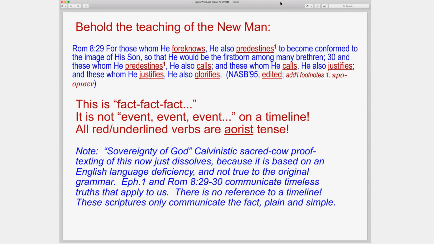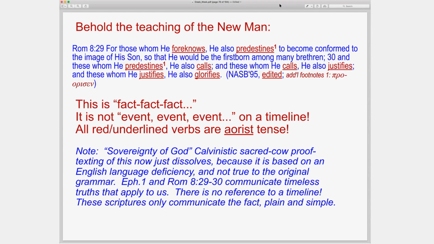Same thing with Romans 8:29, a typical Calvinist truth text. In the traditional translation, it's for those who he foreknew, he also predestined to become conformed to the image of his Son, so that he would be the firstborn among many brethren. And those whom he predestined, he also called. Those whom he called, he also justified, and those whom he justified, he also glorified.